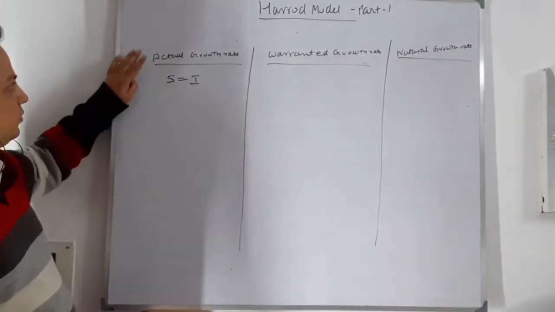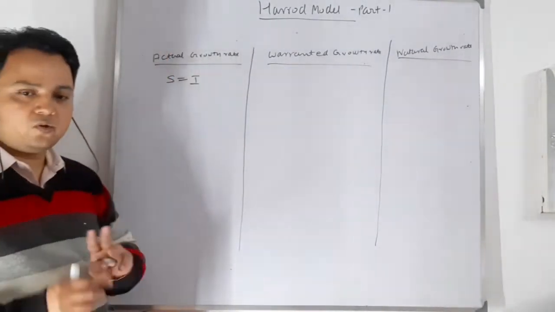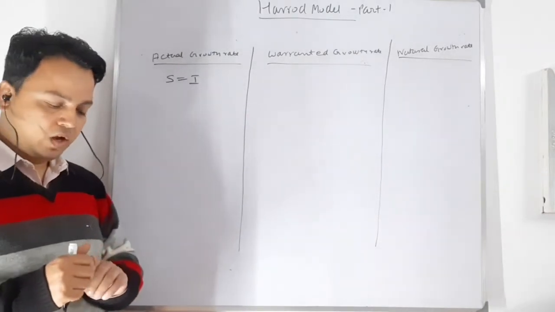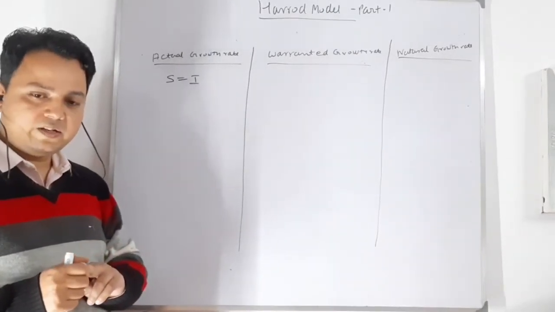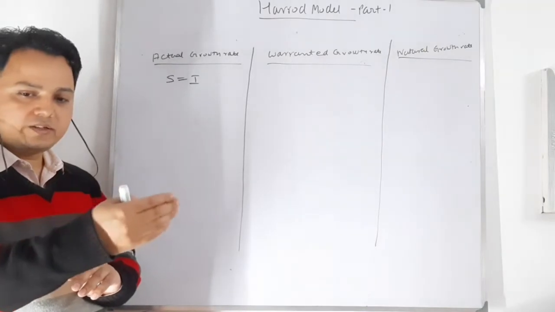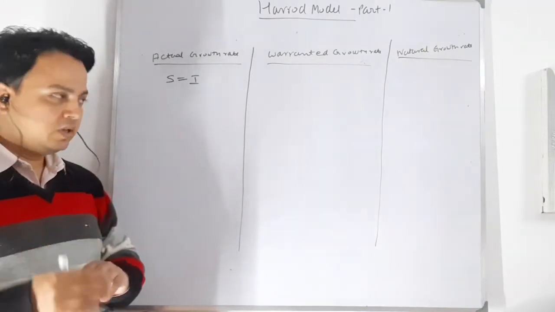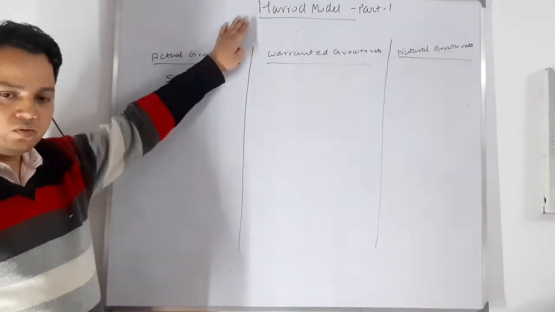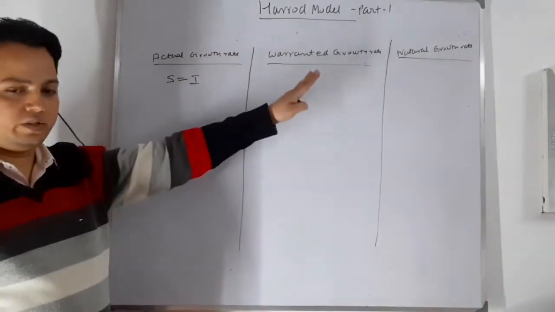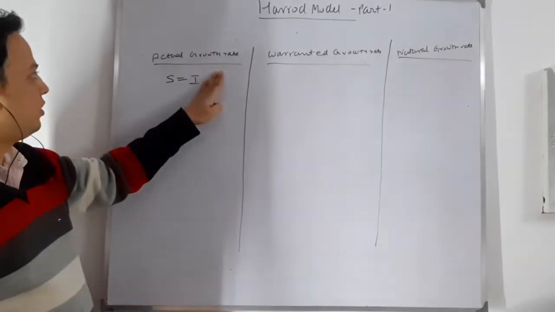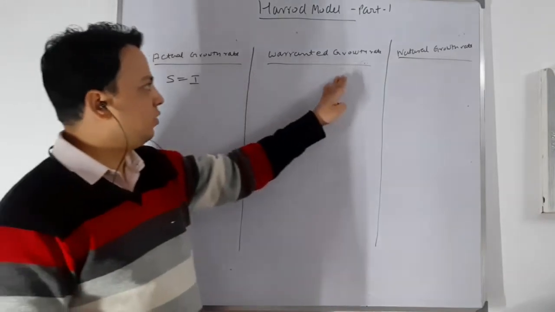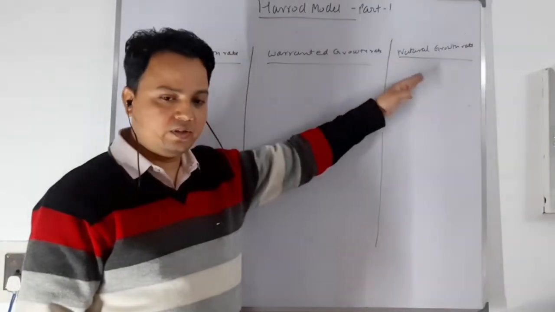Before I proceed, what has Harrod done? Harrod has raised three issues: how to achieve steady state, how to maintain steady state, and what are the natural factors that put a ceiling on the growth rate. In order to address those three questions, Harrod has given three growth rates: your actual growth rate, warranted growth rate, and natural growth rate.